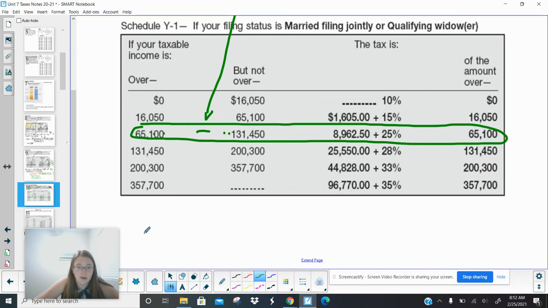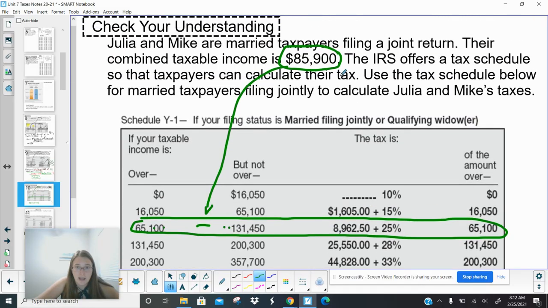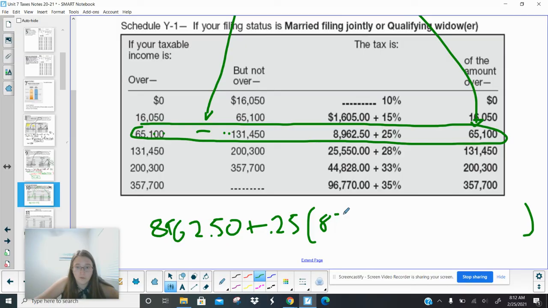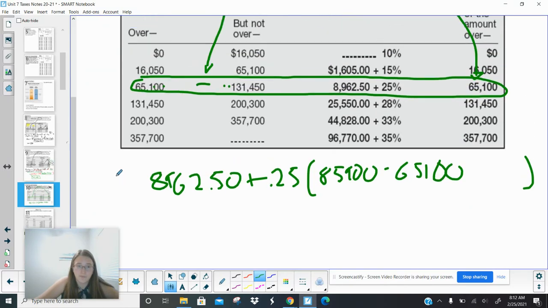Okay, then I have right here 8,962.50. I'm gonna go straight to the equation. So I'm not gonna write the sentence this time. Plus 0.25, that's 25%. Of the amount over is in parentheses. It's how much of your income is over that number. Those are the two you should have subtracted. Your income and then the number they give you.